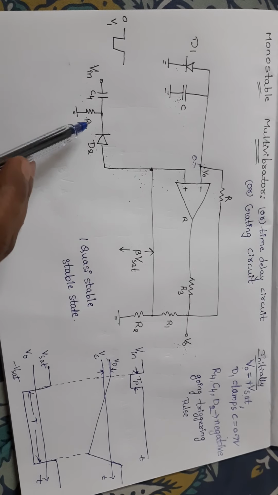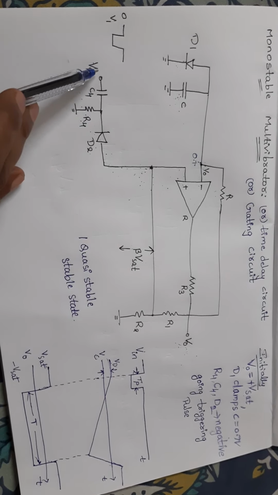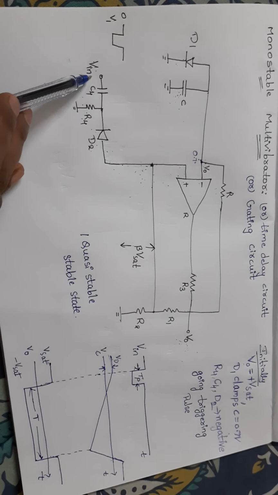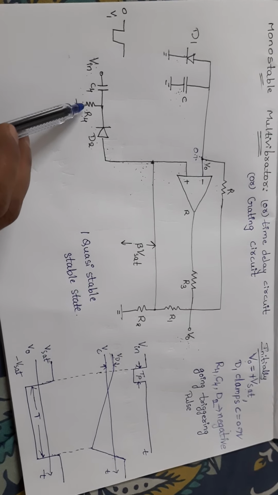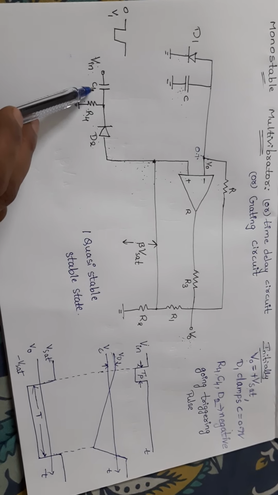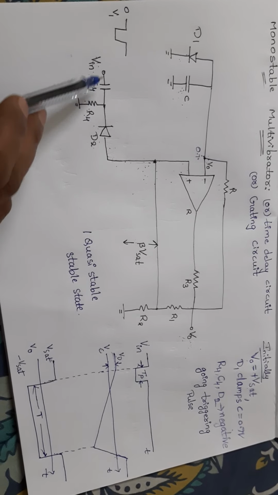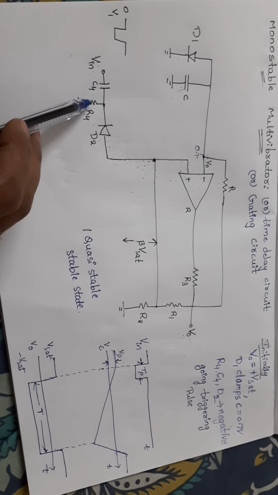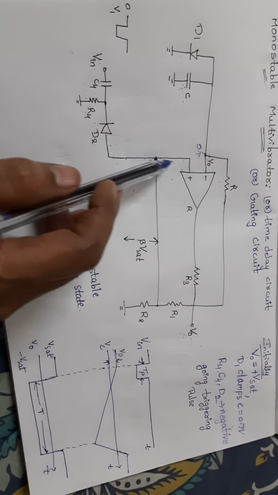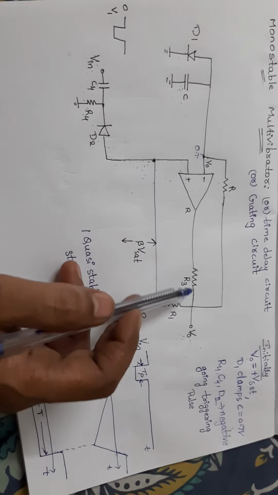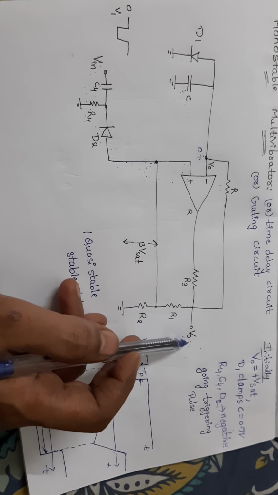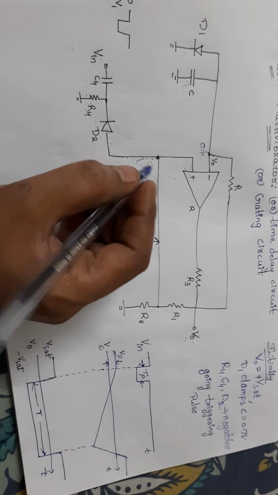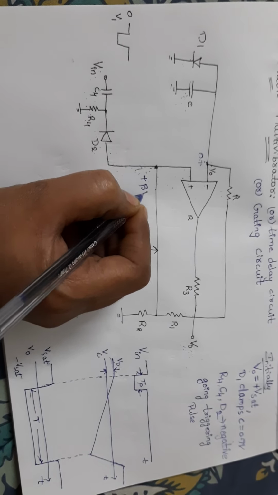Now whenever you apply the negative triggering pulse here, this acts like a differentiator. R4 and C4 combination acts like a differentiator. So this negative triggering pulse of amplitude V1 is applied through this R4, C4 and diode D2 to the positive terminal. Here we are assuming the output is plus Vsat, so here it will be plus beta Vsat initially.